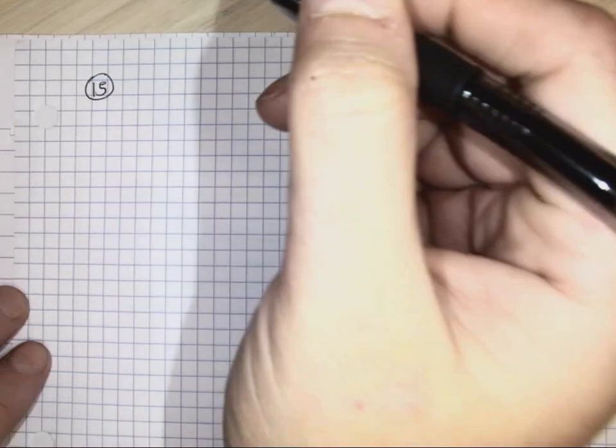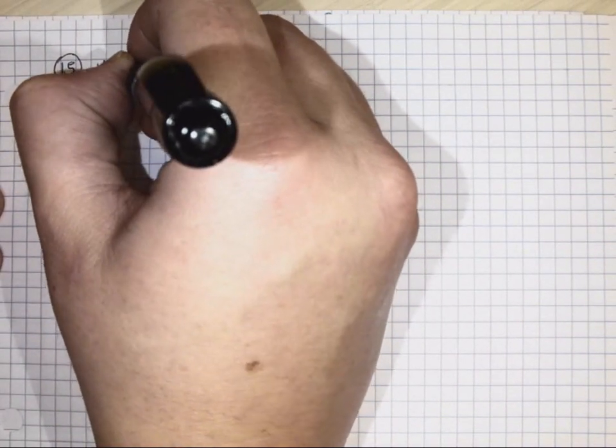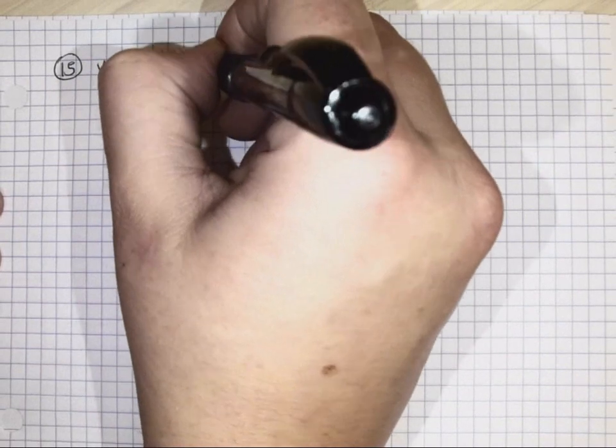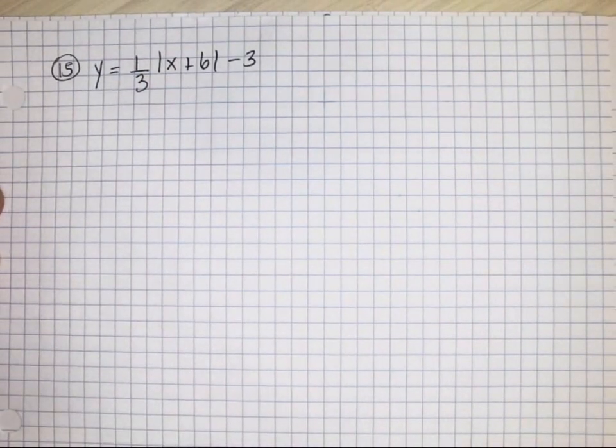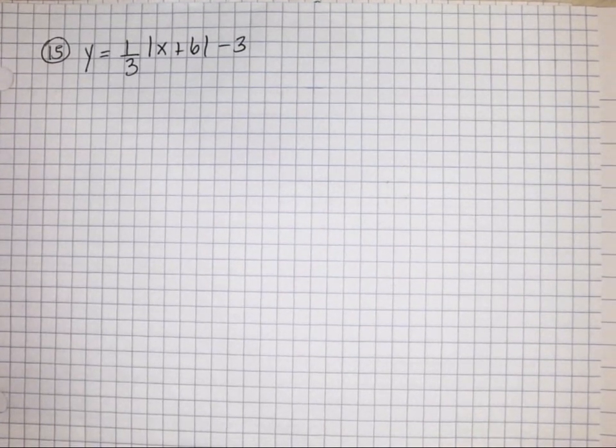Okay, 15. We're almost getting there. 15 asks you to graph either the absolute value of the equation or the inequality, and label the vertex and x-intercepts and y-intercepts if there are any. So 15, we have y equals 1/3 x, ooh, fractions, that looks fun, equals 1/3 x plus 6 minus 3. Okay, I'm going to show you how to graph all of these using vertex form to make it easier on you.